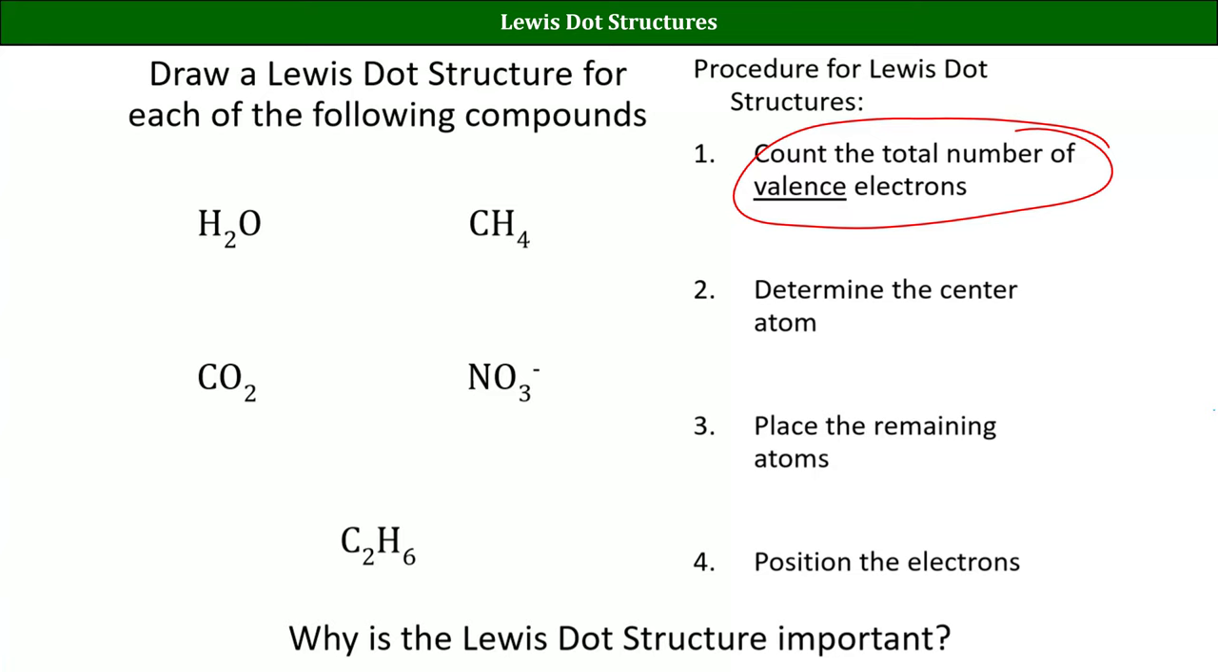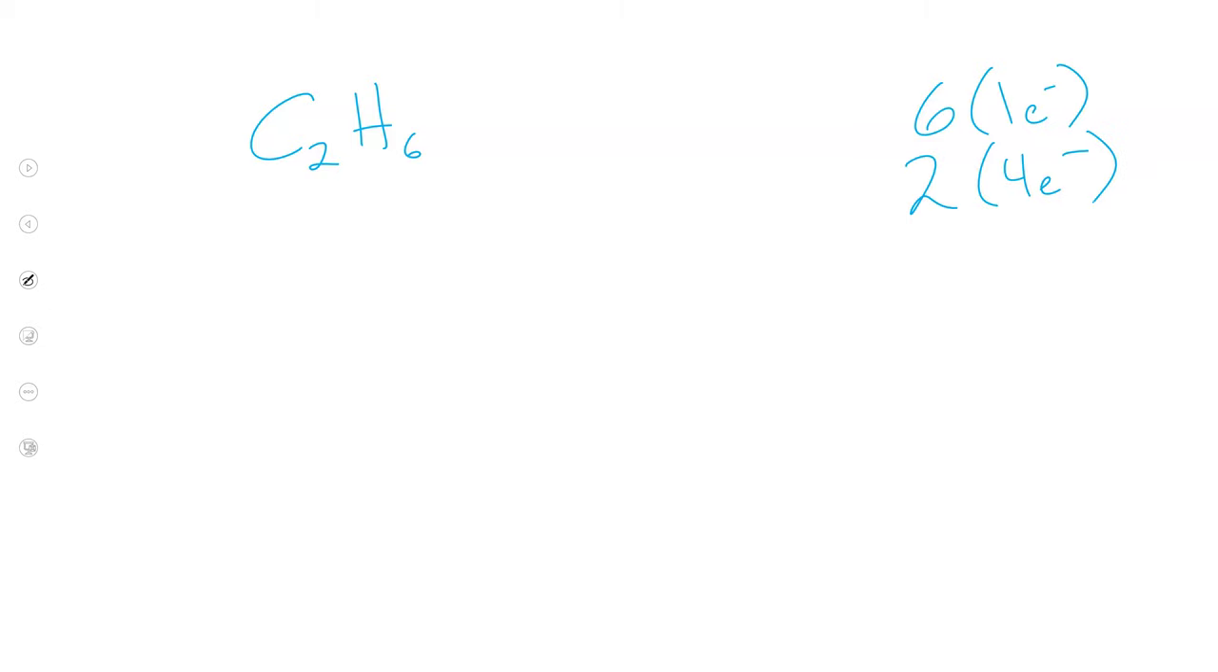How about C2H6? There's a reason that one's useful to think about. So C2H6, how many valence electrons do we have to work with there? So 6 times 1, plus 2 times 4 electrons. So 14. What goes in the middle? The carbons go in the middle.